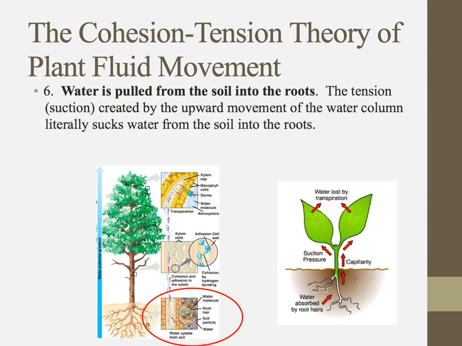And then finally, that tension, that pulling motion, is going to suck water from the soil into the roots. So again, it starts from the top downwards. And I know that's kind of hard because the water itself is actually moving up, but the only reason it's moving up is because there's some action happening from the leaves, which is pulling water through the xylem, which pulls water from the roots, which pulls water from the soil into the roots.